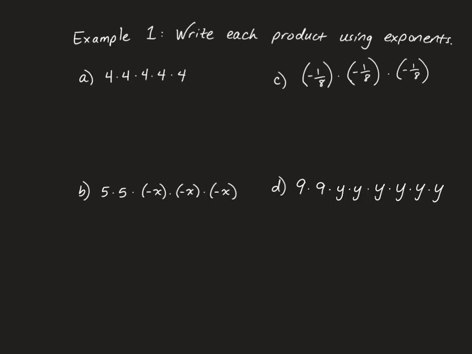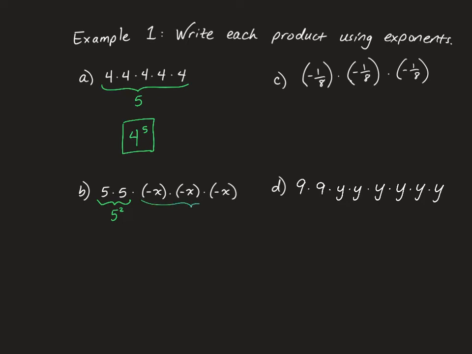For example 1, we need to write each product using exponents. So on letter A, I can see that there are 5 4s. So if I'm going to rewrite 4 times 4 times 4 times 4 times 4 as a product using exponents, I'm going to write it 4 to the power of 5. And that's my answer. On letter B, I have 2 5s, so that piece is 5 squared.